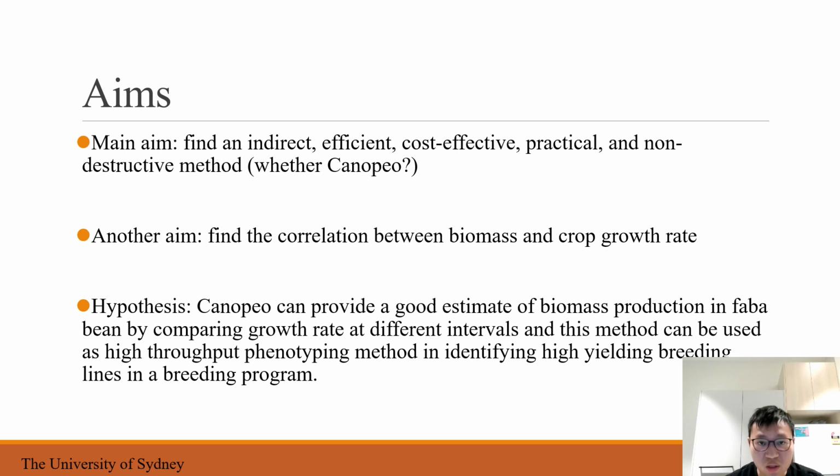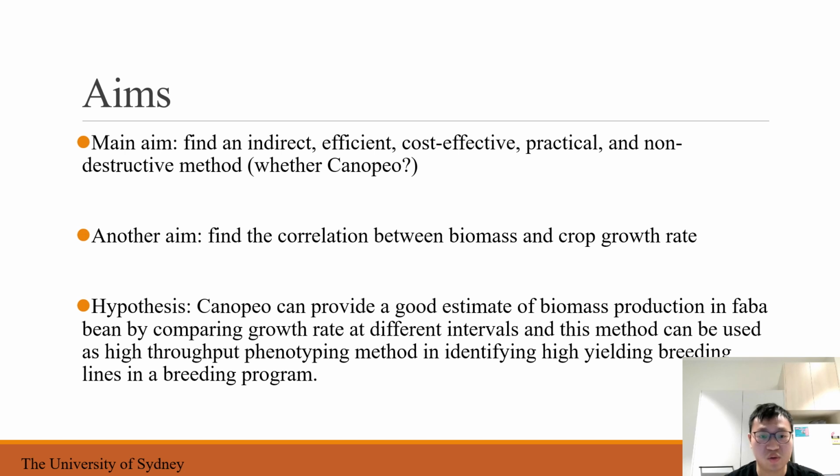Let's move to the aims part. The main aim of the research is to find an indirect, efficient, cost-effective, practical, and non-destructive method, and it will investigate whether Canopy can be used to measure the faba bean biomass through imagery, which is a non-destructive method.